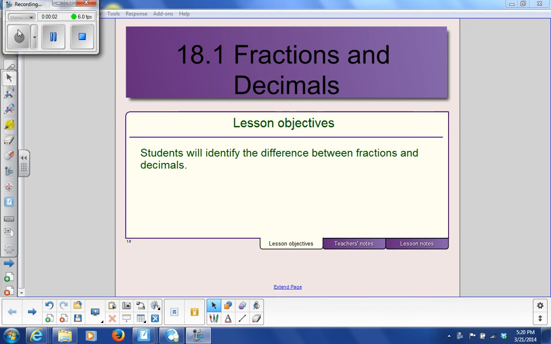Okay, so now we're moving into fractions and decimals. We learned about fractions and how to read fractions, how to change fractions, mixed numbers, and now we're going to apply that to doing decimals.